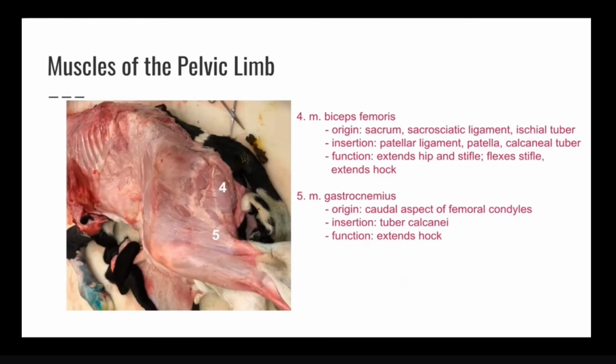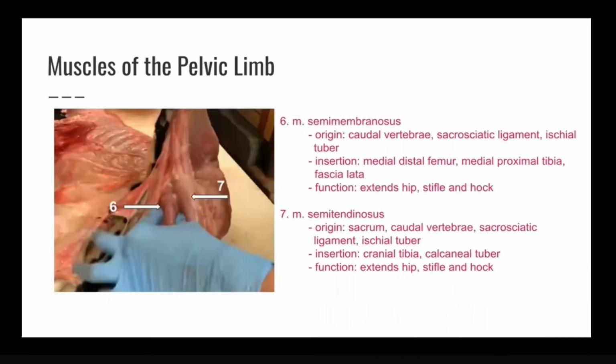The gastrocnemius originates at the caudal aspect of the femoral condyles and inserts into the tuber calcaneus. Its function is to extend the hock. The submembranosus originates from the caudal vertebrae, sacrosciatic ligament, and ischial tuber. It inserts into the medial distal femur, medial proximal tibia, and fascia lata. Its function includes extending the hip, stifle, and hock.